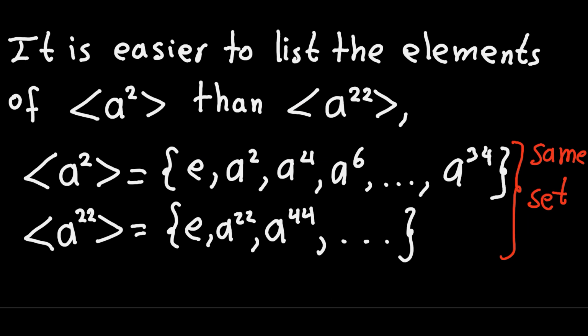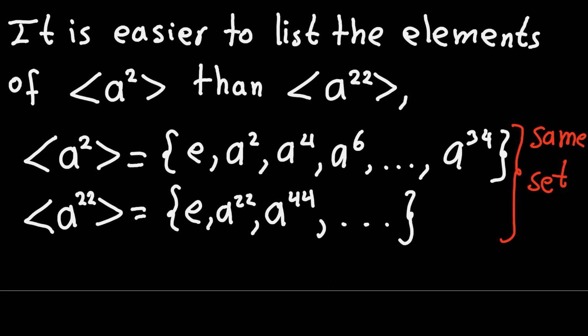So let's say you want to find what this one is. You start taking integer powers of a squared. The first one will be a squared to the 0, which gives you the identity. A squared to the first gives you a squared, then a to the fourth, and so on, until you get to a to the 34, and that is the last one, because if you go one more power, that will be a to the 36, and that will give you the identity again. And the reason for that is because a has order 36.